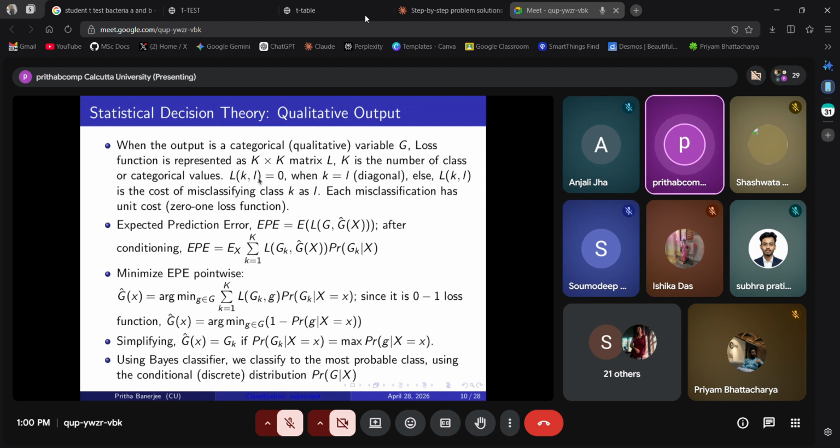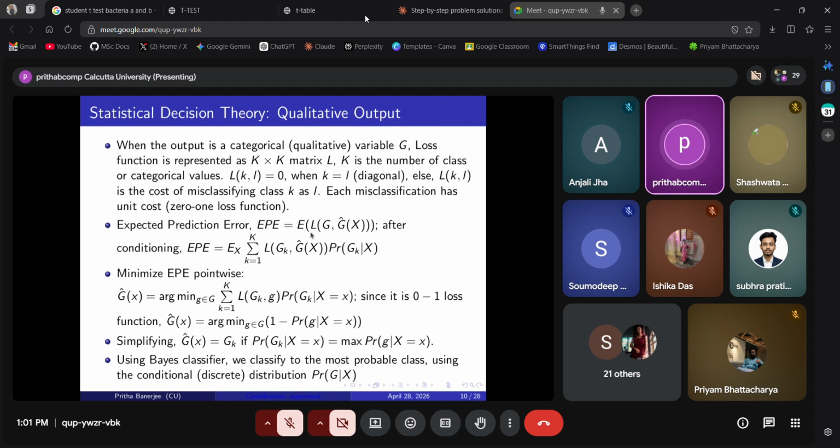So now this cost you can define in many ways. Each misclassification has a unit cost. If there is a misclassification, I'll have a 1, otherwise I'll have a 0. If it is classified correctly, then it is 0, otherwise it is 1. So this matrix is actually a 0, 1 matrix. For this also we can define an expected prediction error.